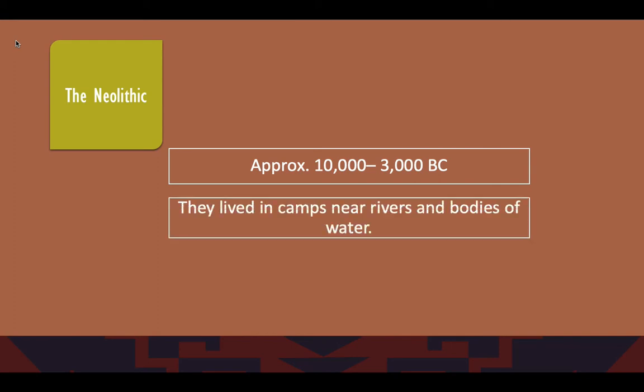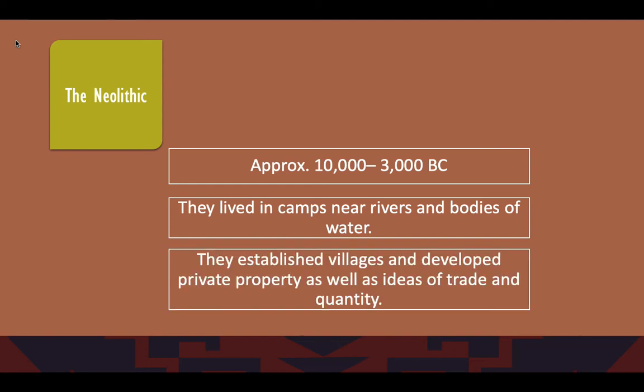Lastly, the Neolithic was often referred to as the New Stone Age. This marked changes in the way people work from crude to refined. This is approximately from 10,000 to 3,000 BC. They lived in camps near rivers and bodies of water. They also developed a system of farming and domesticated animals. They also learned pottery making, weaving, and started to use polished hand axes. They established villages and developed private property as well as ideas of trade and quantity.